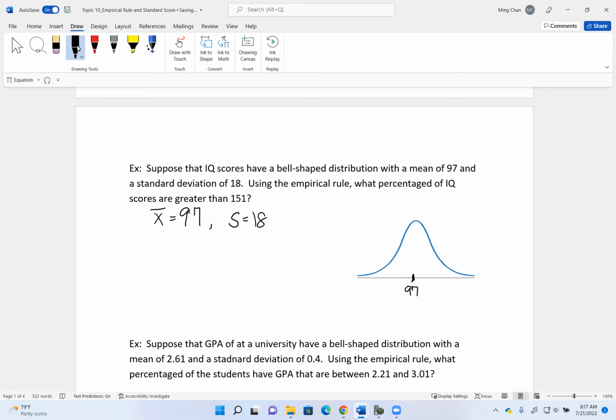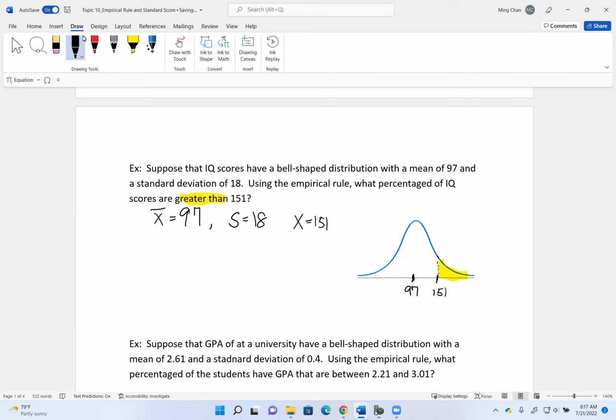What percentage of scores are greater than 151? This X is 151. I purposely write this, this is also what we call a random variable. I'll introduce that word later on. I don't really need this X, but I want to put the notation down here. 151 is to the right of the mean, maybe somewhere here. We're trying to find the percentage of IQ scores greater than 151, so that will be to the right side of 151. This percentage is what we're looking for.